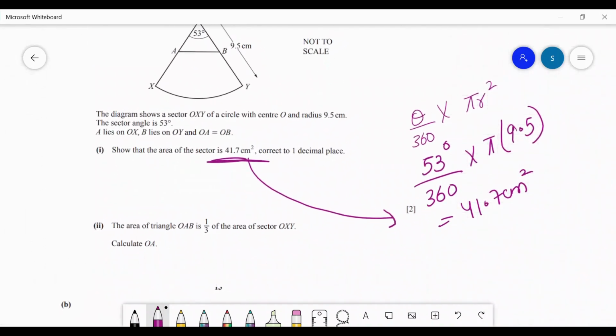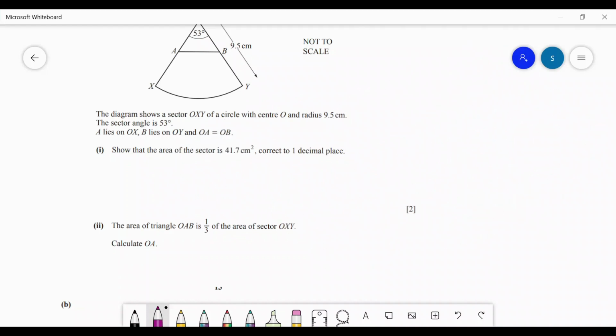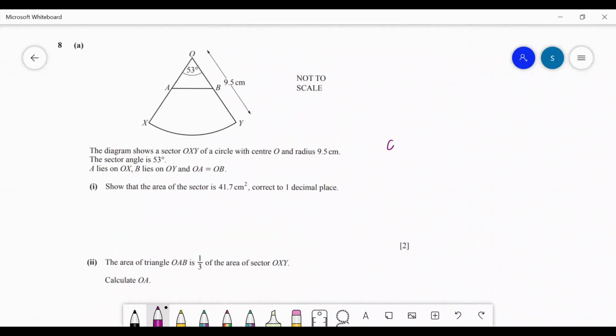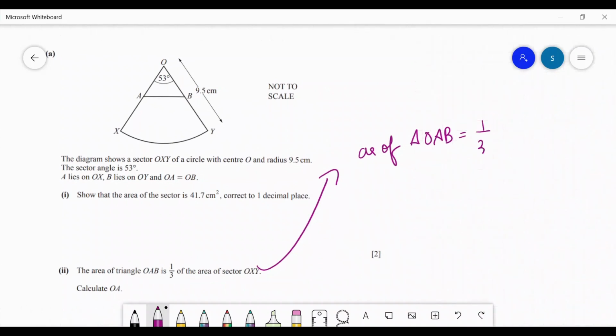Next up, we have the area of triangle OAB is 1/3 of the area of sector OXY. Calculate OA. So let me just write that in a statement here. Area of triangle OAB is equal to 1/3 into area of sector OXY. The area of a triangle can be written as half BC sine A, which is basically half into two sides and the sine of the angle between them.